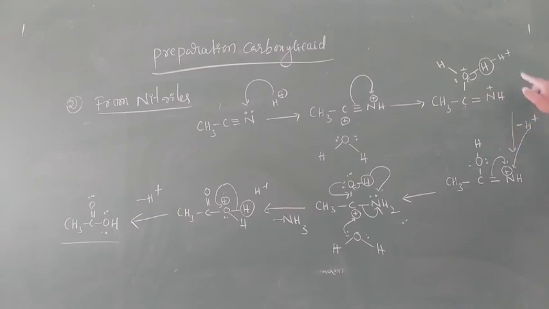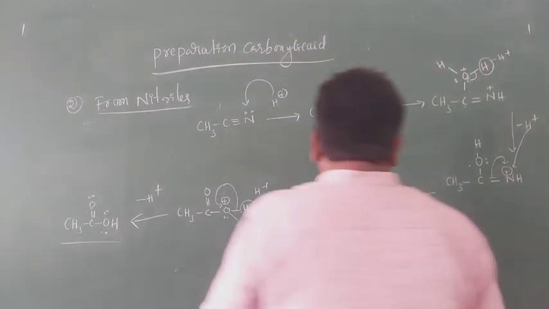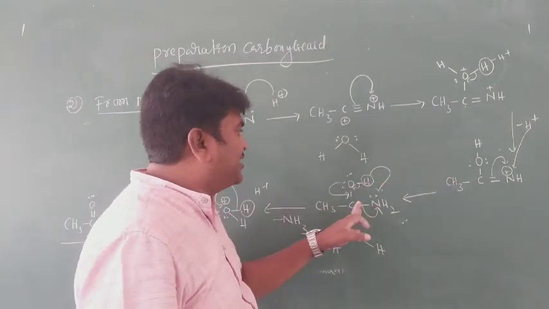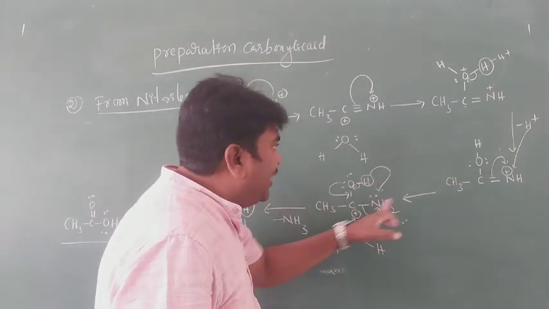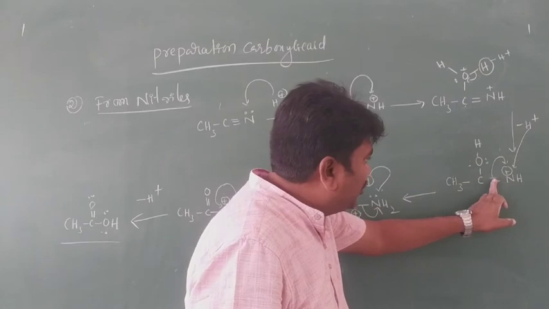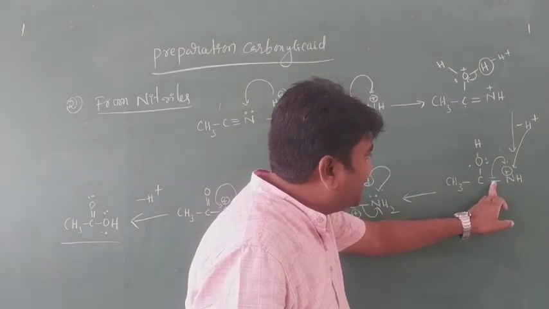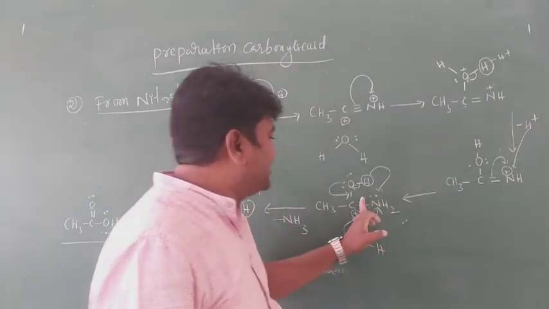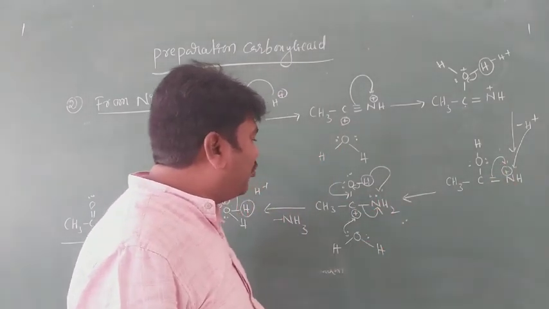Next one, this H plus is attacking here only. So NH2 is forming. See there, oxygen has two lone pairs. It is the same as I wrote here. There is one sigma and one pi bond. The pi bond is shifting to here, which contains a lone pair. That time what happened here?